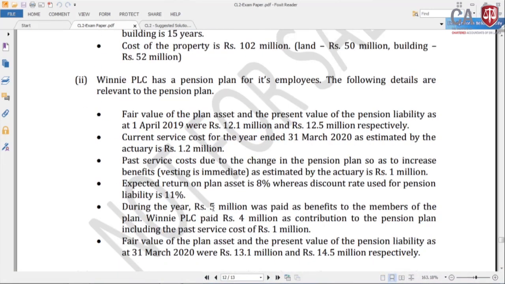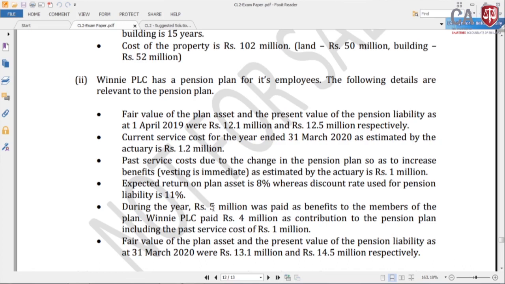Second part, Winnie PLC has a pension plan for its employees. The following details are relevant to the pension plan. Fair value of the plan assets and the present value of the pension liability as at 1st April 19 were 12.1 million rupees and 12.5 million rupees respectively. Current service cost for the year ended 31st March 2020 as estimated by the actuary is 1.2 million rupees. Past service cost due to the change in the pension plan so as to increase benefits, vesting is immediate, as estimated by the actuary is rupees 1 million.